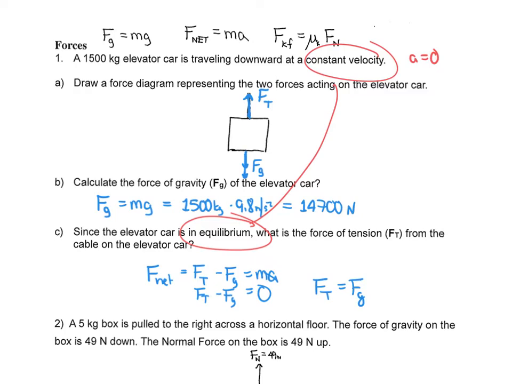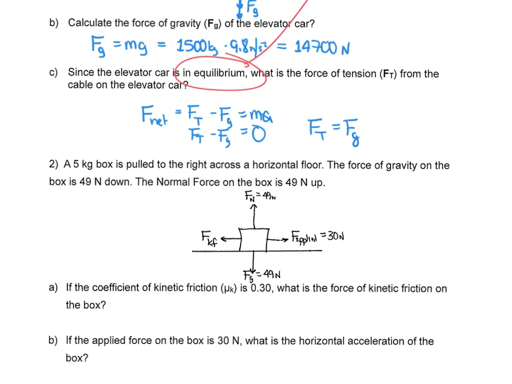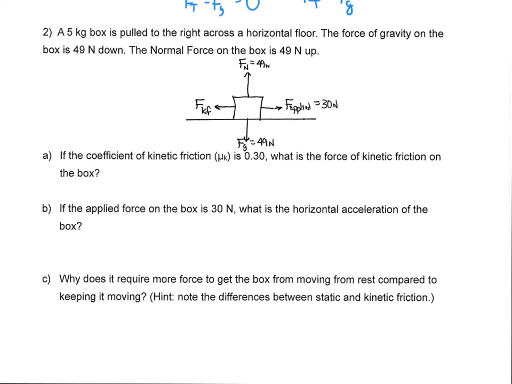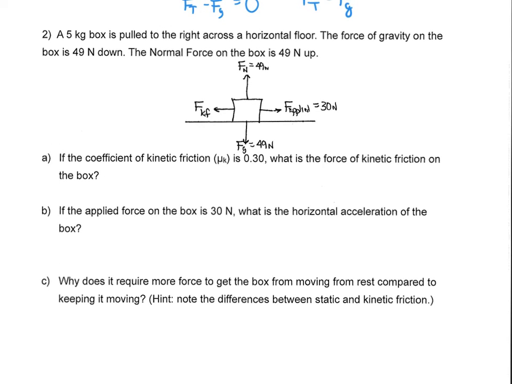All right, let's pull things horizontally here. That was a vertical problem. So let's look at pulling this box across the floor. And yeah, there we go. All right, so it says a 5 kilogram box right here, it's 5 kilos, is pulled to the right across the floor. We're pulling at 30 newtons, by the way. And it says the force of gravity is pulling down on the box at 49 newtons. And there's another force, the normal force on the box, pushing upwards on the box at 49 newtons.